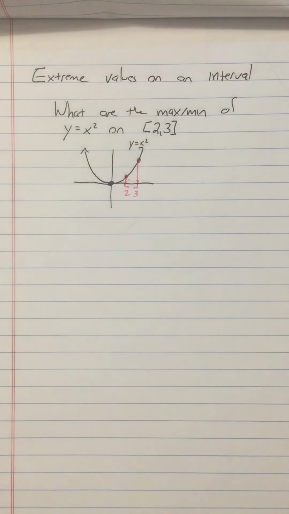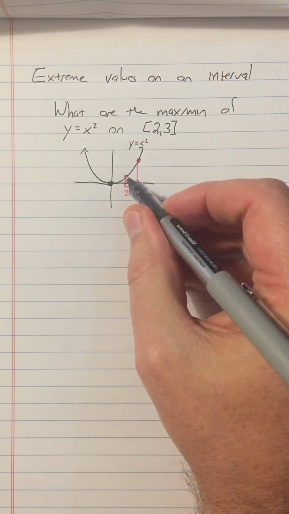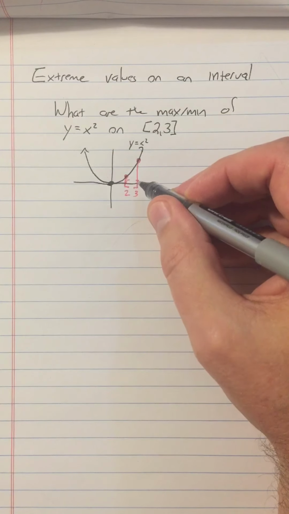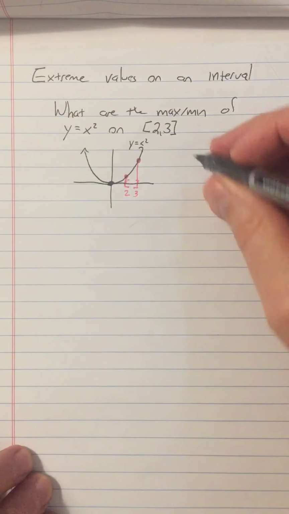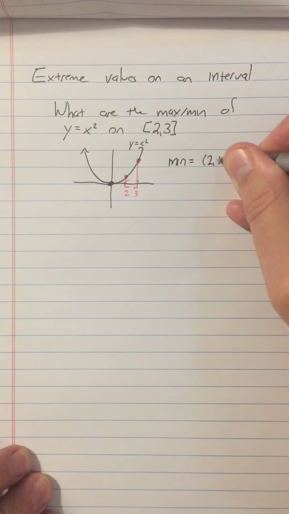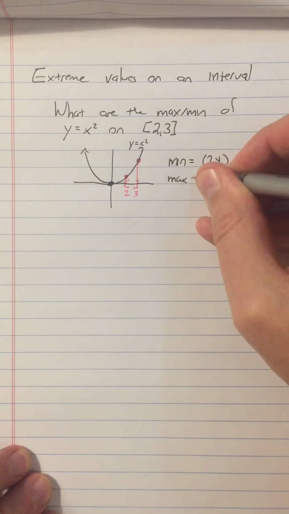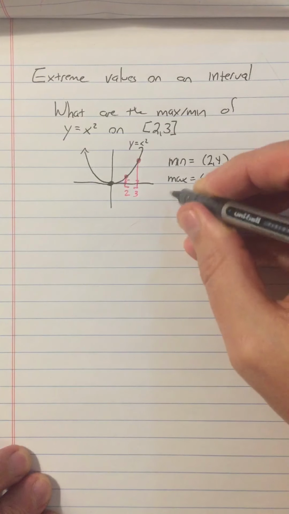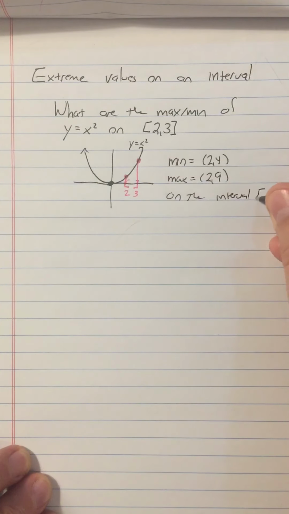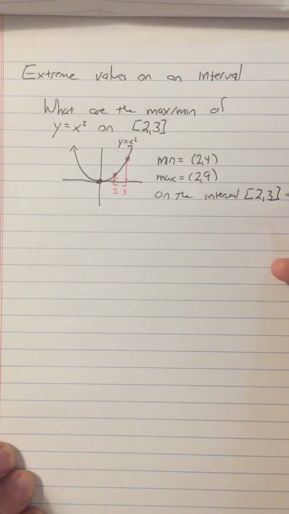So what is the minimum value that the function attains? Whatever this value is, which happens to be 4. What is the maximum value? Whatever this value is, which happens to be 9. So we have a min at (2, 4) and a max at (3, 9) on the interval 2 to 3, and that's a closed interval.